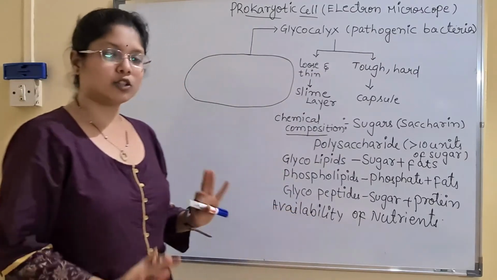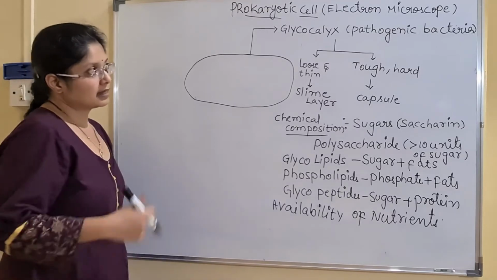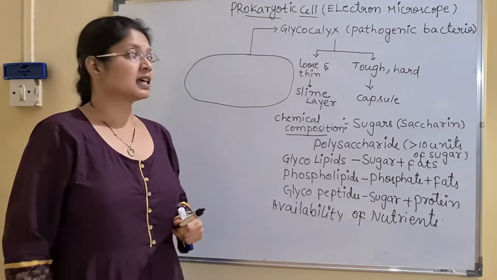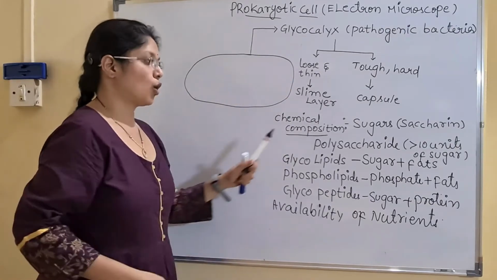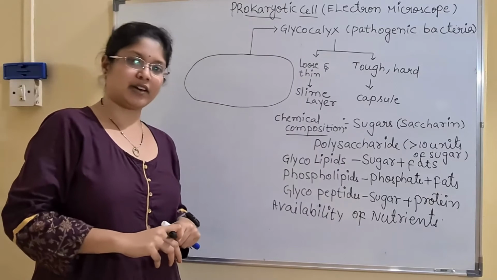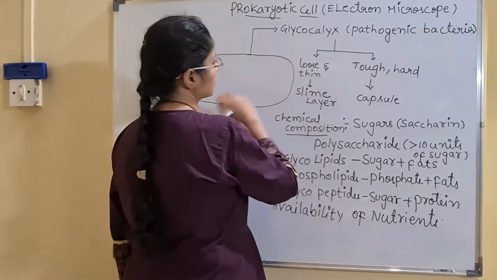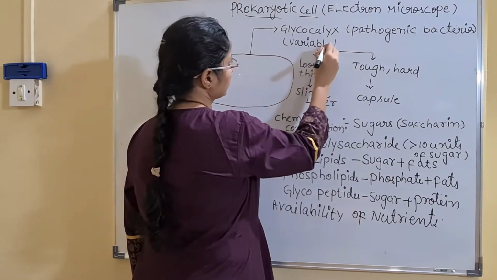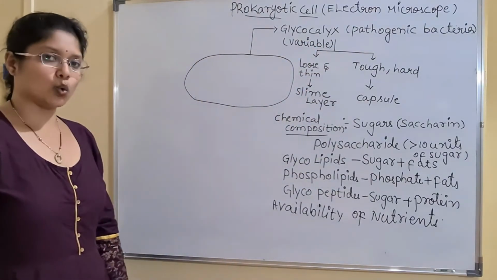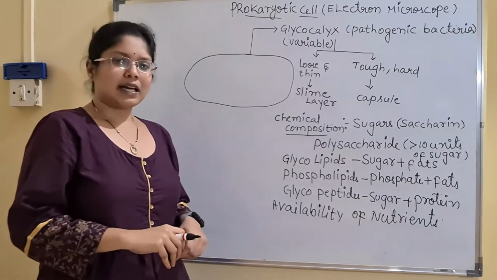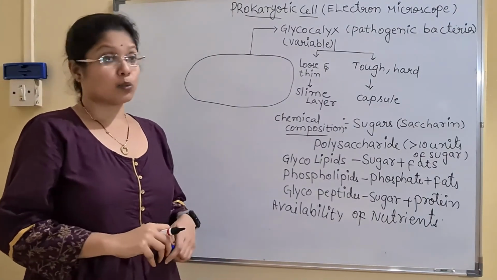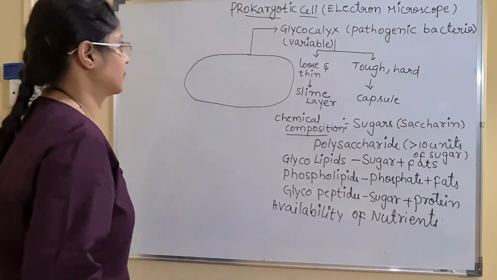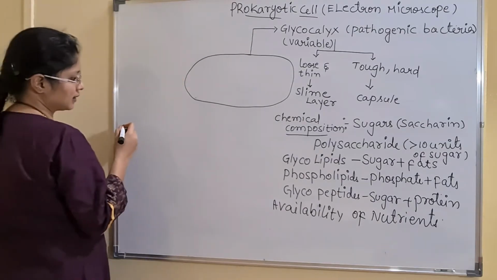So it is not conserved or constant. The thickness is different from bacteria to bacteria. The thickness, the consistency, and the chemical composition are highly variable for glycocalyx. Okay. Then glycocalyx is present, that is okay, but what is the significance of glycocalyx? Why is it present for bacteria? That we will see. I will write it here.